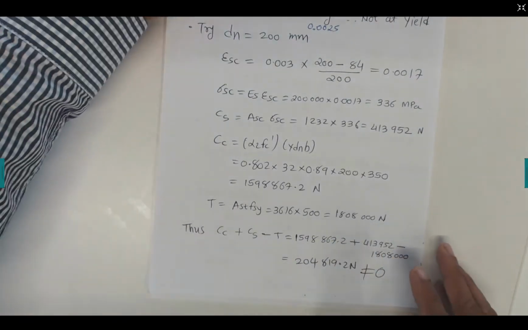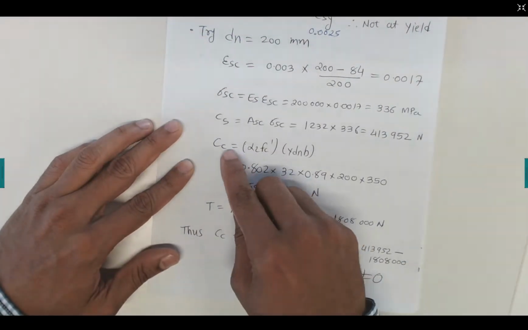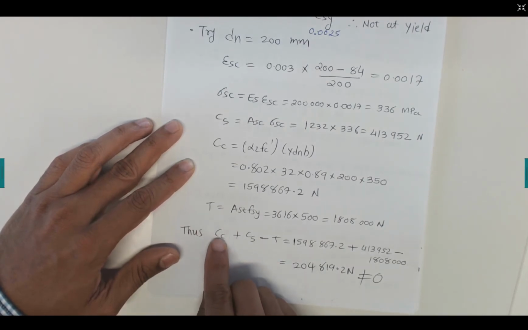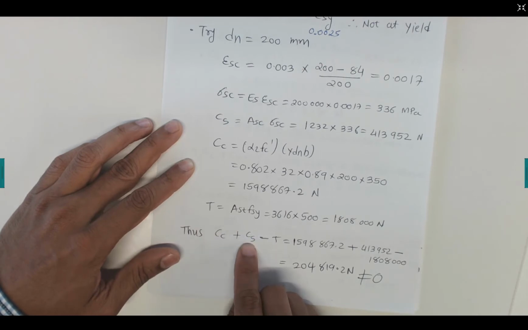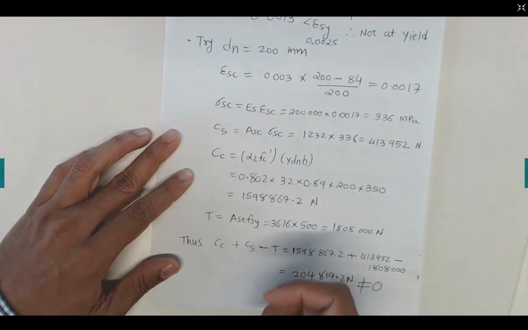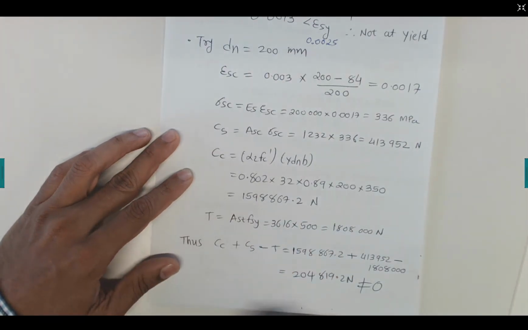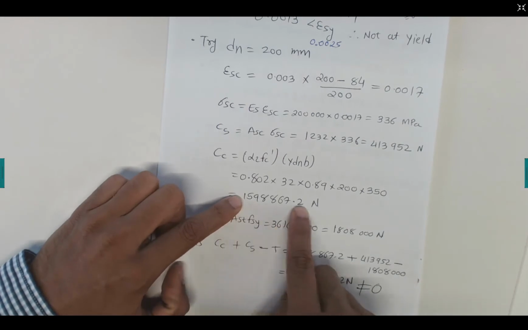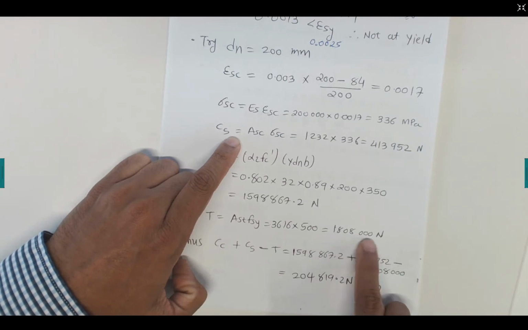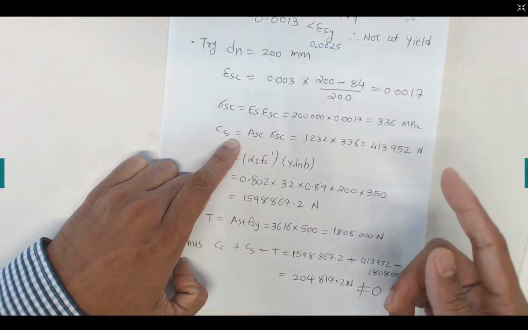Now we need to check the equilibrium. We take the summation of these three forces, with compression force positive and tension force negative: this is the compression force in concrete, the compression force in the top steel reinforcement, and this is the tension force in the bottom steel reinforcement. If this sum becomes equal to 0, then this trial dn value is correct. If not, then we need to try another dn value. Now substituting the compression force of 413 and the tension force of 1,808,000, it is not equal to 0. So this dn value is not correct.